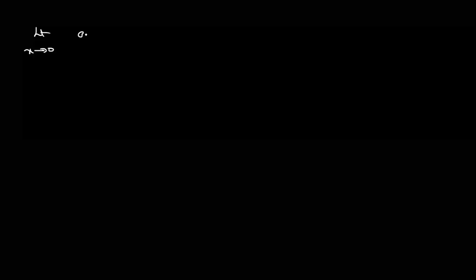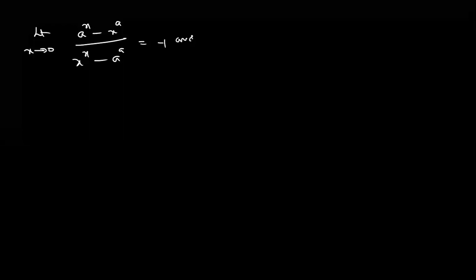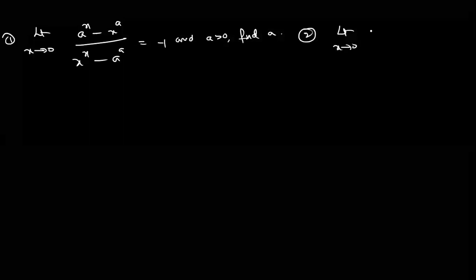Limit x tends to 0, (a power x minus x power a) by (x power x minus a power a) is equal to minus 1. I'm giving the answer also here. a greater than 0. Then find the value of a. Limit, answer is given.